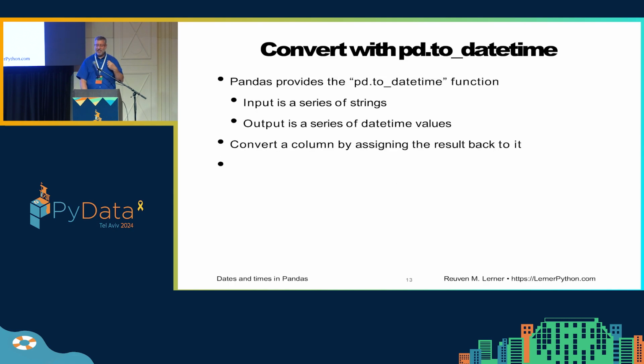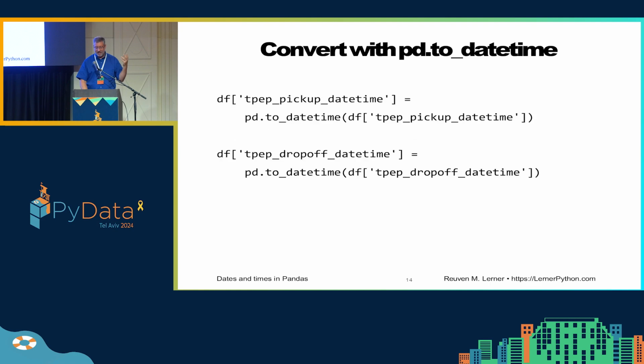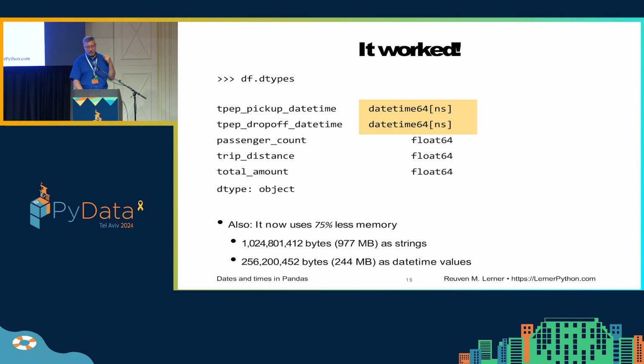Well, I can use the pd.to_datetime function. And if I give it a series of strings that are in a good format, and we'll talk about that in a moment, then I'll get an output of datetime values. And then I can convert a column just by feeding in the original column and assigning back to that. So for example, I can say here, tpep_pickup_datetime equals to_datetime of the original tpep_pickup_datetime, and the same thing for the drop-off datetime.